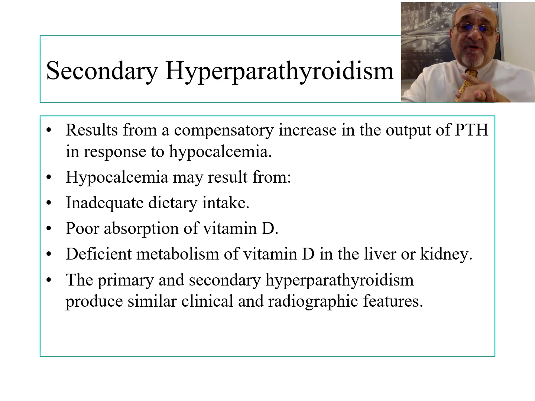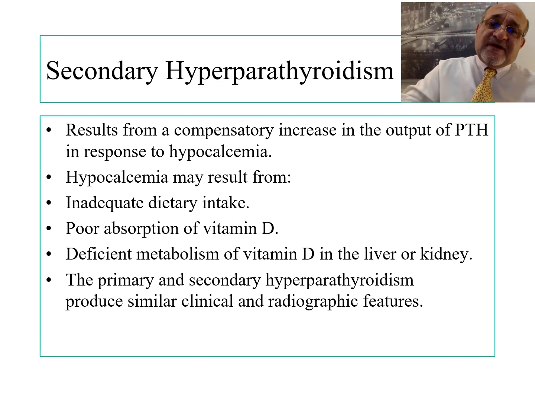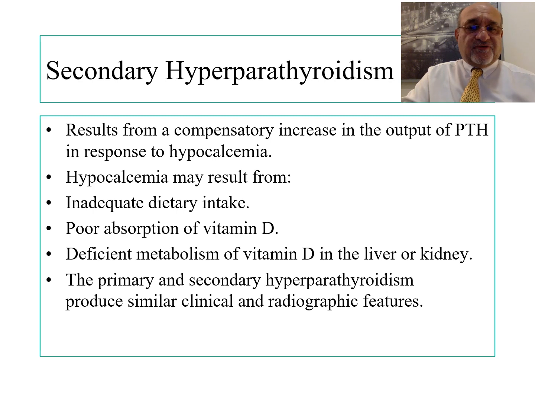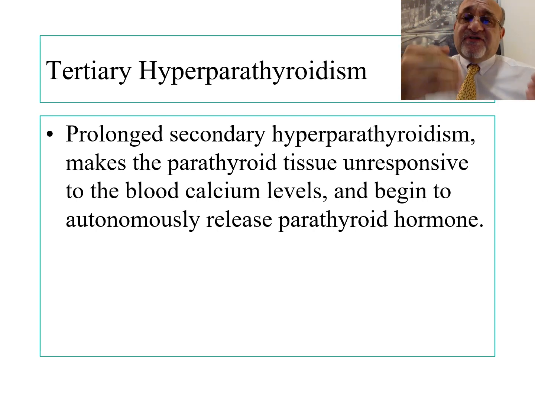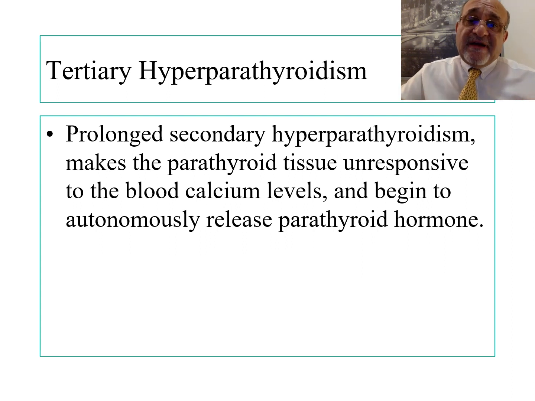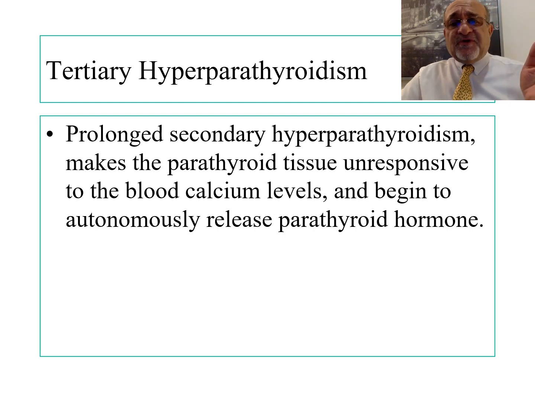Primary and secondary hyperparathyroidism produce similar clinical and radiographic features. Tertiary hyperparathyroidism is a result of prolonged secondary hyperparathyroidism, which makes the parathyroid tissue unresponsive to the blood's calcium levels. So regardless of the calcium being high or low in the blood, the glands continue to produce the parathyroid hormone, so it goes out of control.